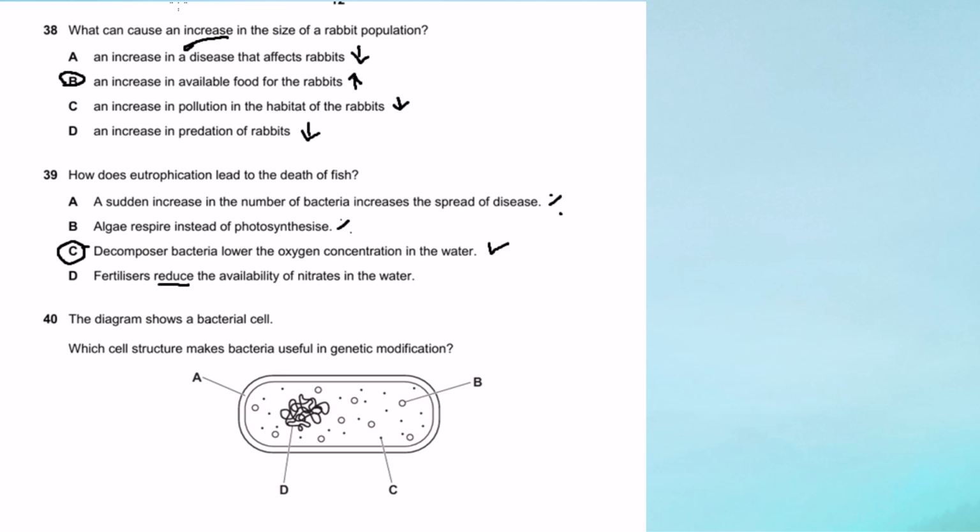The last one here shows a bacterial cell. Which cell structure makes bacteria useful in genetic modification? Many people will say D because they look at the DNA, but it's actually B, the small plasmid pieces here, which make it useful for genetic modification. So our answers here are B, C, and B.